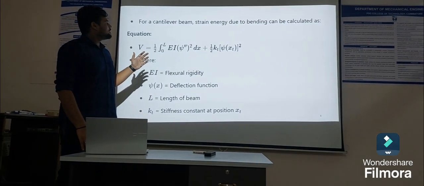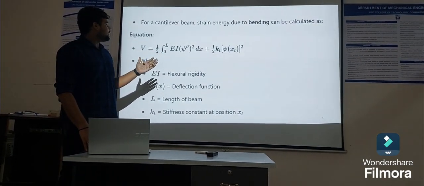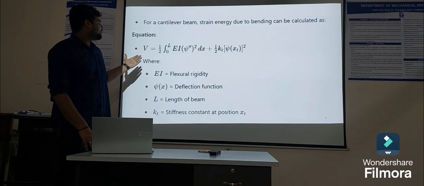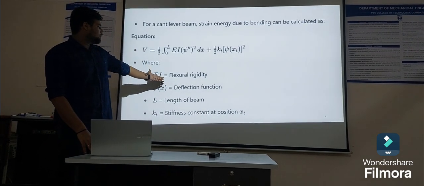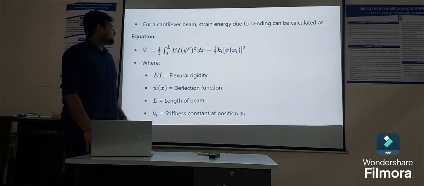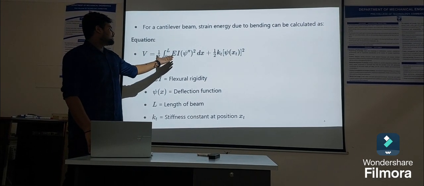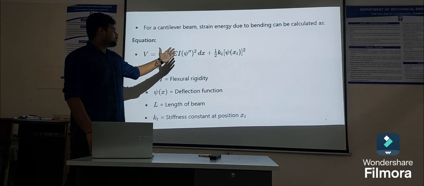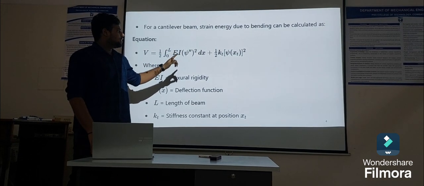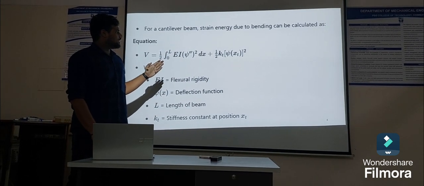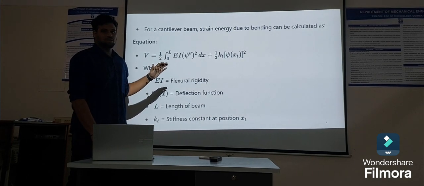For a cantilever beam, strain energy due to bending can be calculated as V is equal to half integration from 0 to L of EI into psi double dash whole power 2 into dx, plus half kT into psi whole power square.